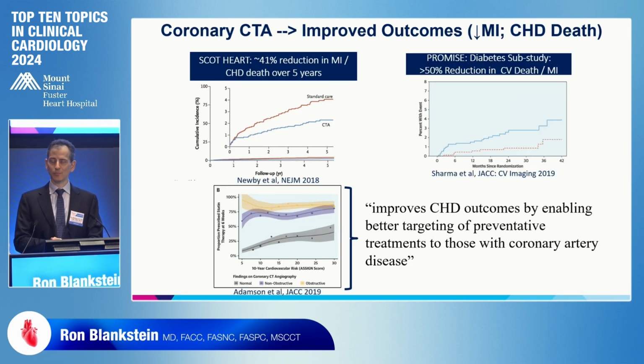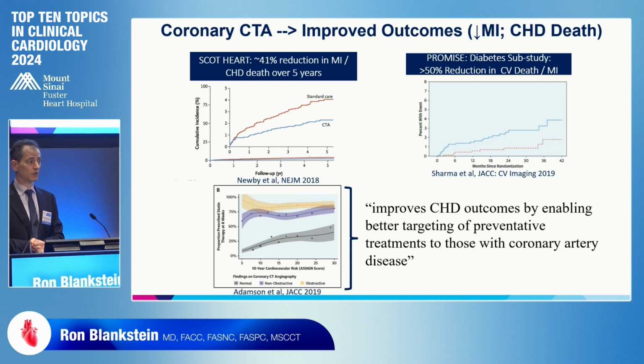Why is it that the guidelines provide this high level of evidence? There are multiple studies, but I think one of the most important things is the fact that we now have data that when we use coronary CTA for stable chest pain, it leads to improved outcomes. The most important study that showed that was the SCOT-HEART study. This was in the UK, where they looked at adding coronary CTA on top of standard of care. Standard of care there was usually an exercise treadmill test. And in the SCOT-HEART study, over 5 years, there was a 41% reduction of MI or CHD deaths.